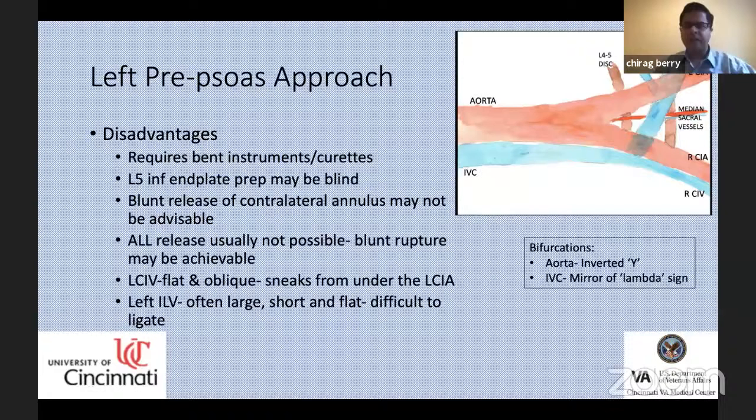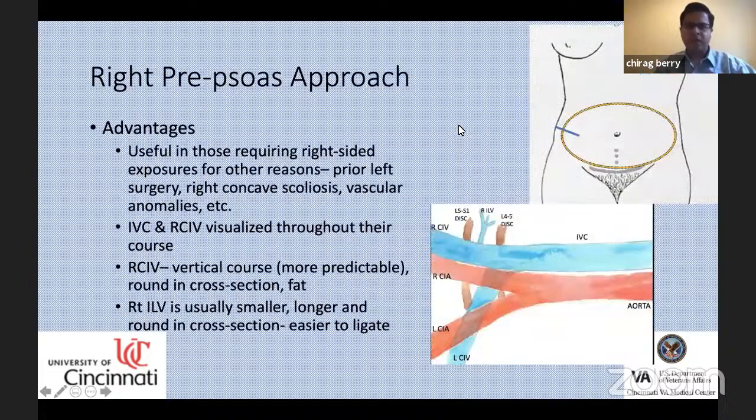Again, you can use a short transverse incision, and a right-sided approach is usually done for specific indications: if you've had left-sided surgery, or if you have a concavity of your scoliosis to the right, or if you have certain vascular anomalies that make it difficult to do a left-sided approach, then a right-sided approach is chosen. And in that case, you can even include easier access to L5S1 as one of the things that would allow you to use this approach over the others.